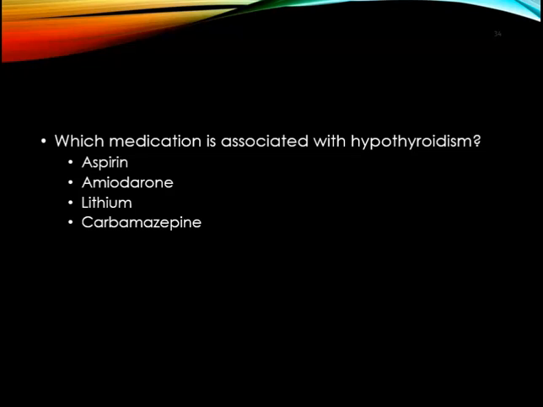Which of the following medications is associated with hypothyroidism? The answer here is amiodarone. It actually contains iodine. So iodine is trapped by the thyroid follicular cells, causing a disruption of thyroid hormone synthesis and resulting in direct damage to the thyroid cells.